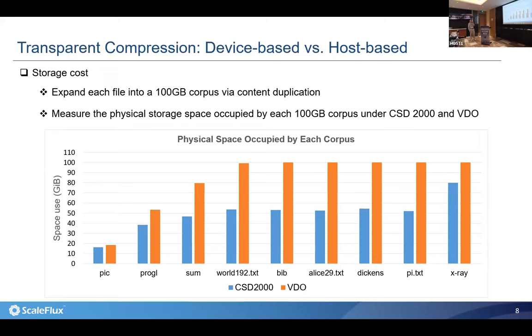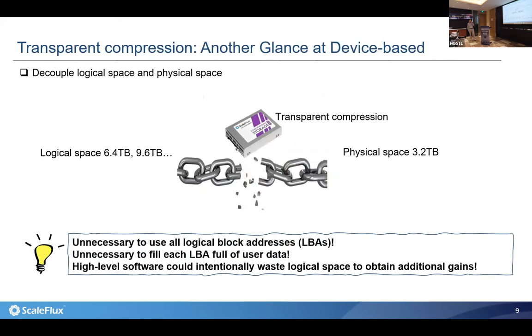So from the above results, it's clear that device-based transparent compression has significant advantages in terms of performance and storage cost. But actually, it has many other advantages. Here, we want to focus on its capability to decouple the physical space and the logical space.